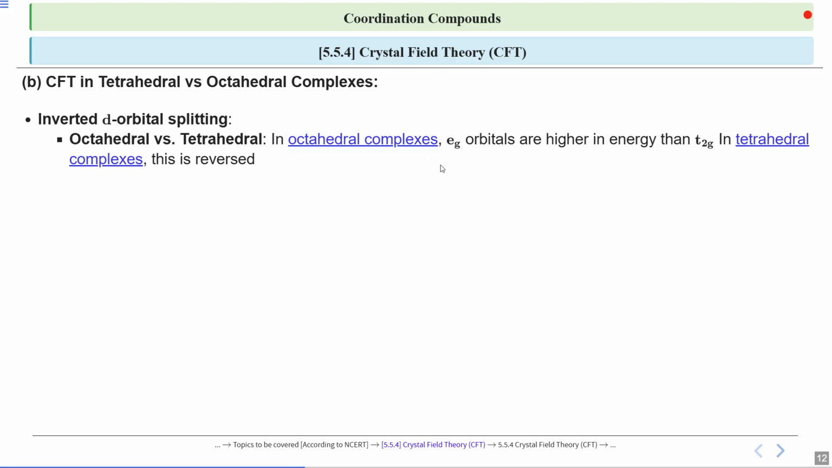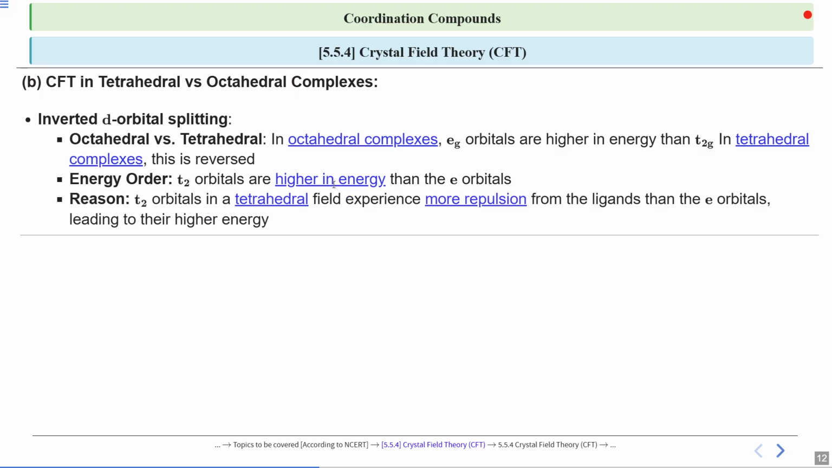So eg orbitals have higher energy than the t2g set. But in the tetrahedral complexes, this is reversed. The e orbitals have lower energy and the t2 orbitals have higher energy. So the energy order is that the t2 orbitals are higher in energy than the e orbitals.